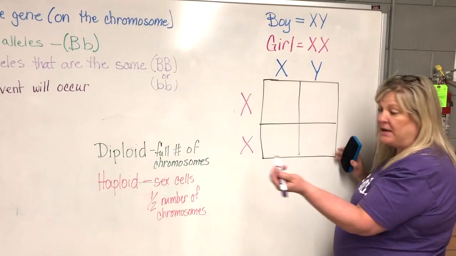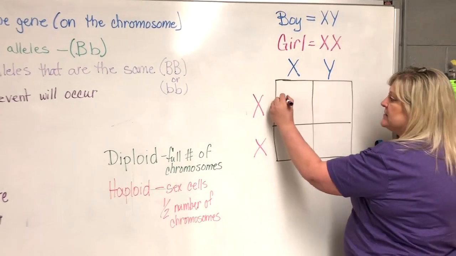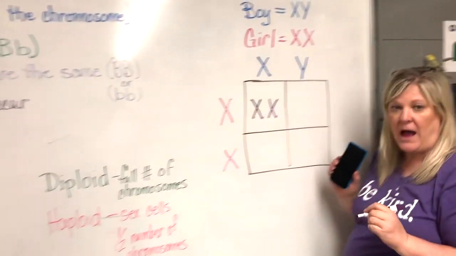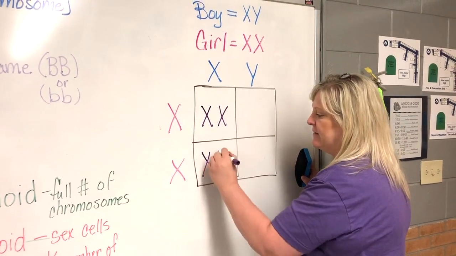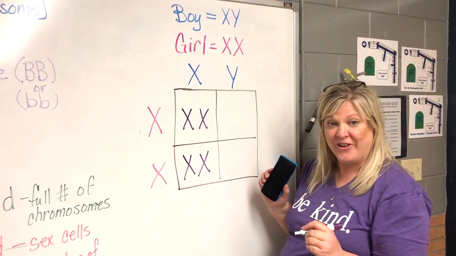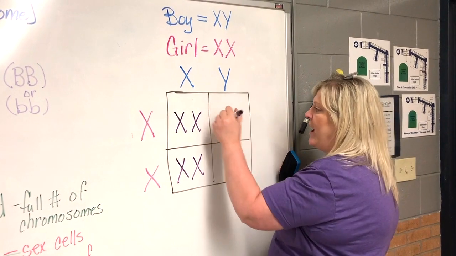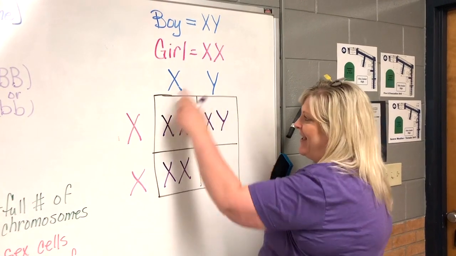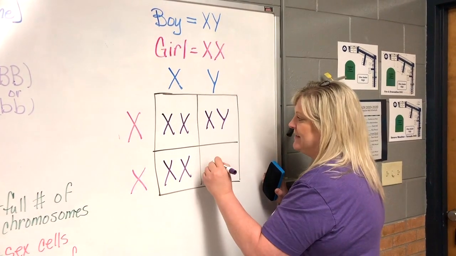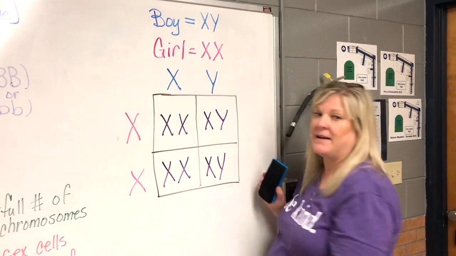Now, take my Punnett Square. X and X. I have a girl. X and X. I have a girl. X, Y. I have a boy. Y, X. I have a boy.